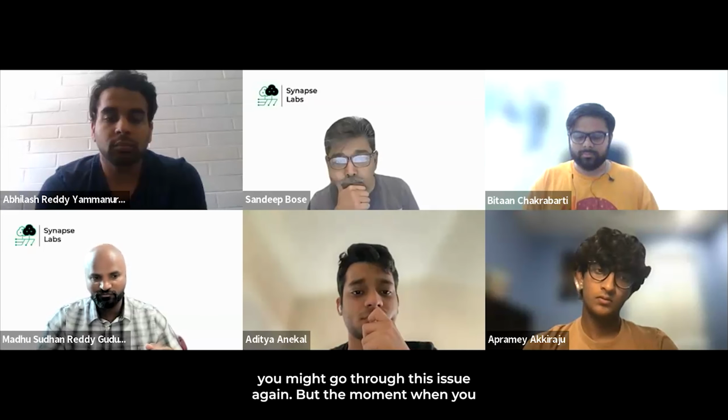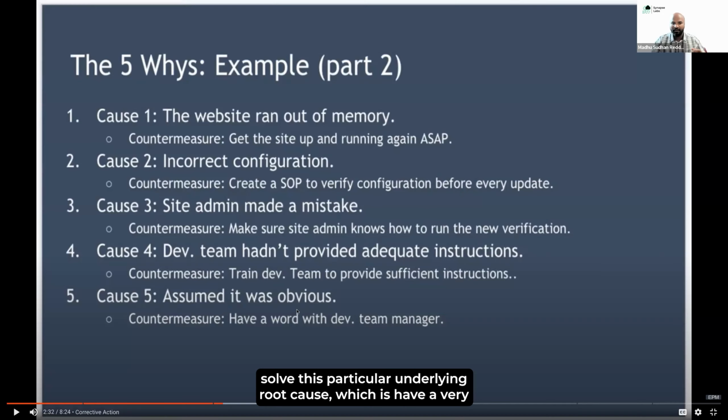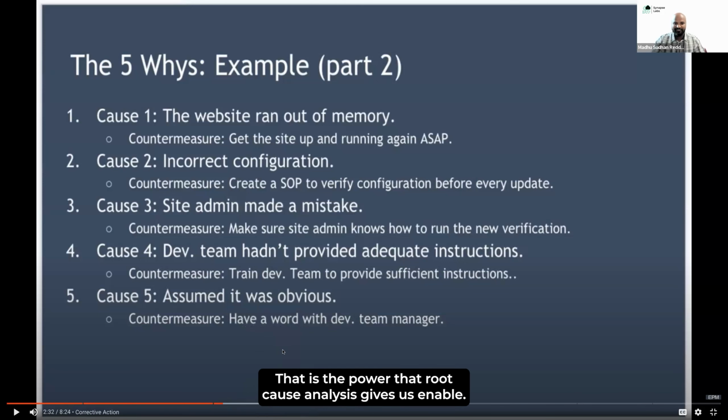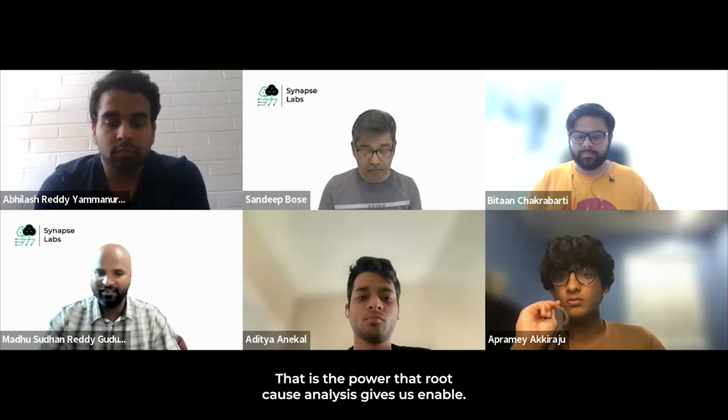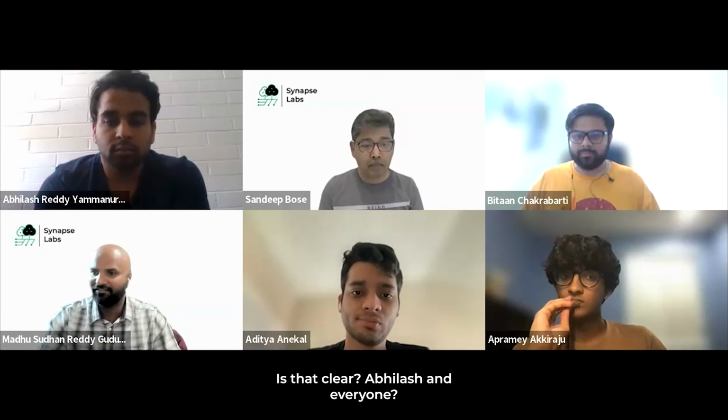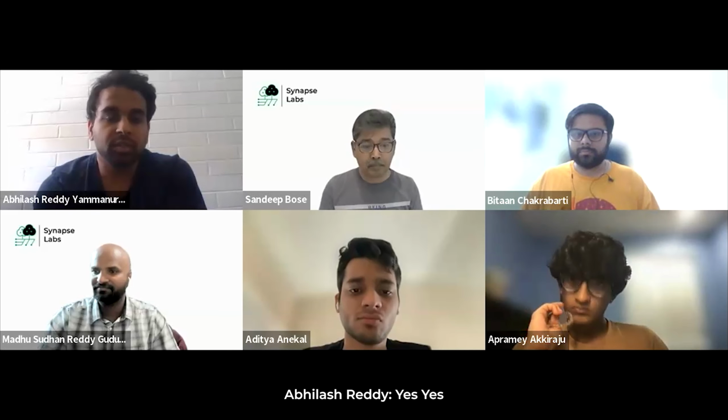But the moment when you solve this particular underlying root cause, which is have a very clear communication with the site administrator and the development team, then you would have made sure that any future occurrences wouldn't happen. That is the power that the root cause analysis gives us, enables us with. Is that clear, Abhilash and everyone? Yes, yes.